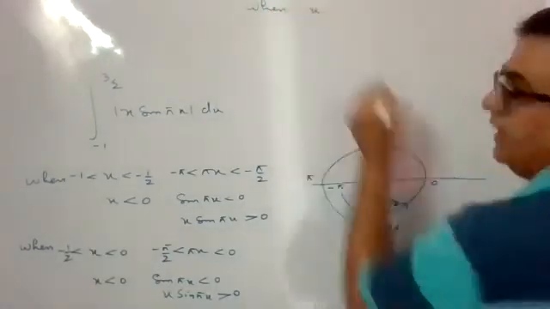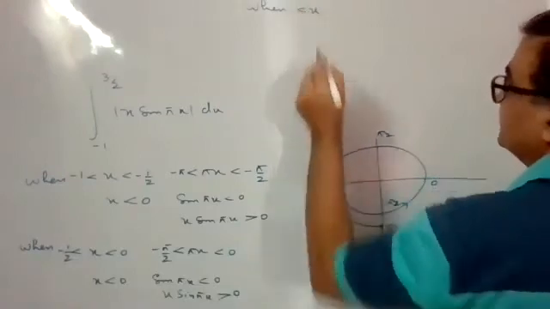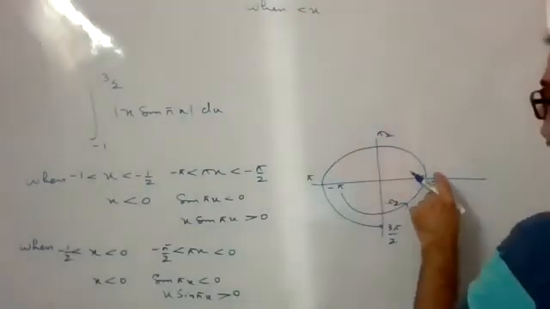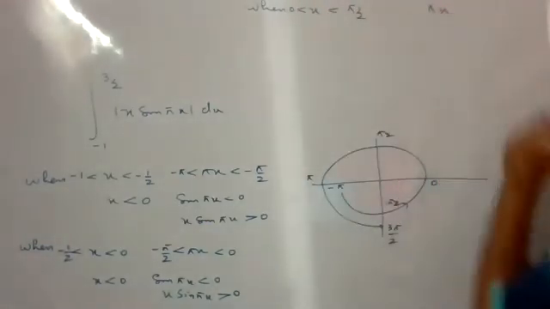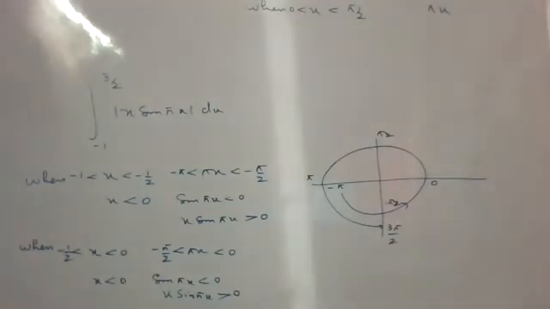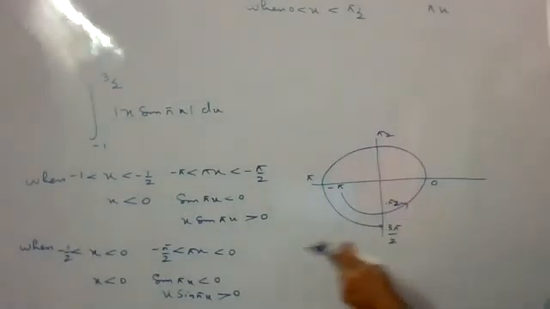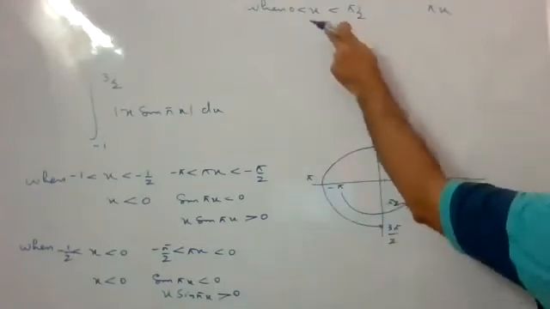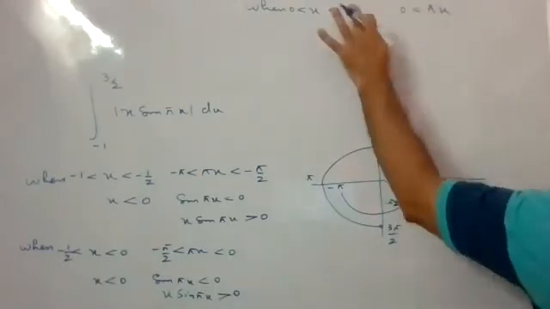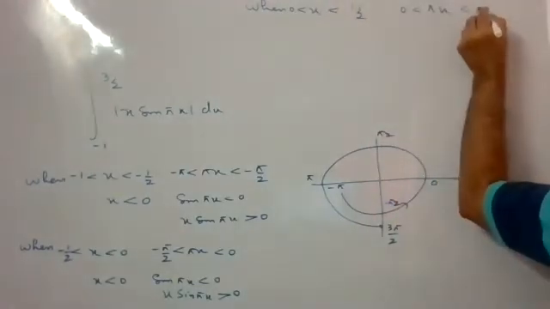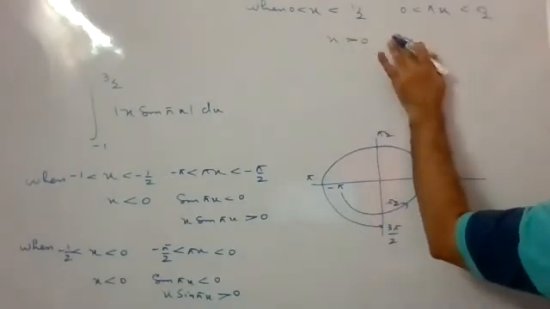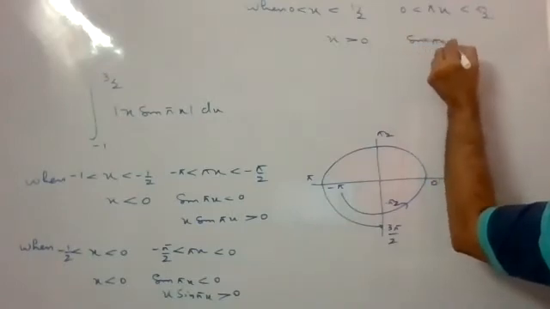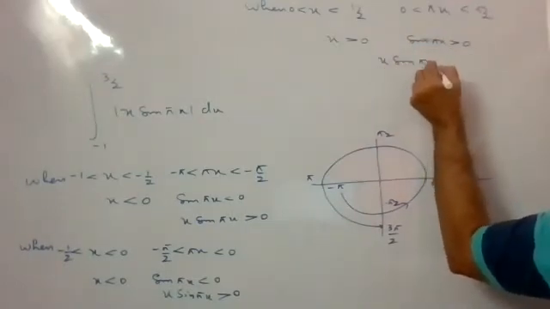When x is between 0 to pi by 2, then we have pi x. Where will pi x go? Pi x will go between 0 and pi by 2, which is half only. It goes into the first quadrant, x is positive, pi x is positive, and sin pi x is also coming positive. That means x sin pi x is a positive number.